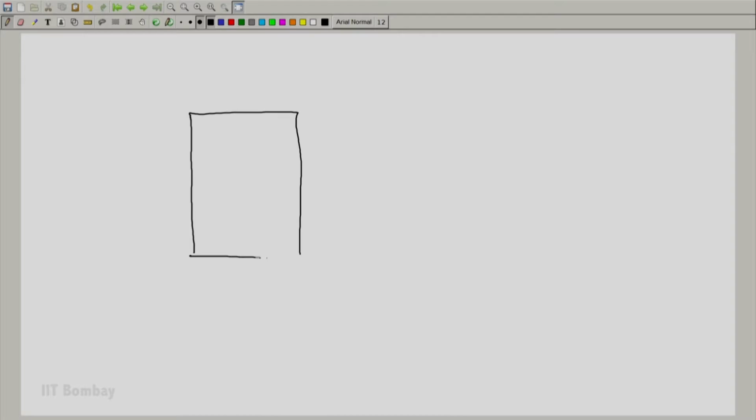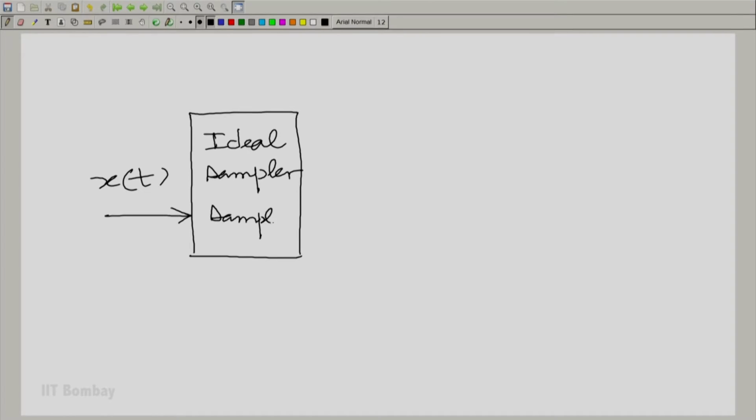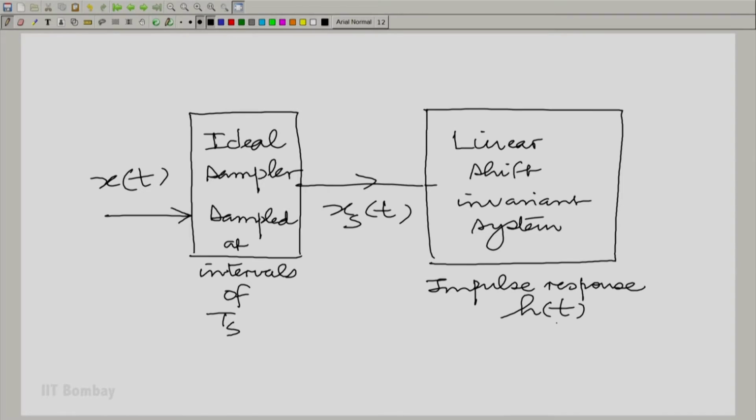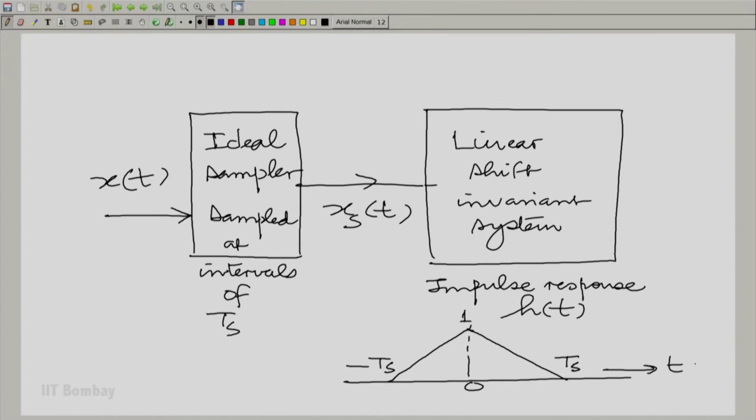So what are you really doing here? You are passing the signal x(t) through an ideal sampler as usual, and let us again take the sampling interval to be Ts. Let us call the output xs(t) as before, and let us now pass it through a linear shift invariant system whose impulse response is, of course, we will call it h(t), but the only difference is we have a different h(t) now. The h(t) is a triangle. Do you see what I am saying? Let us again reconstruct, we will call it xl(t), L for linear, so linearly interpolated.